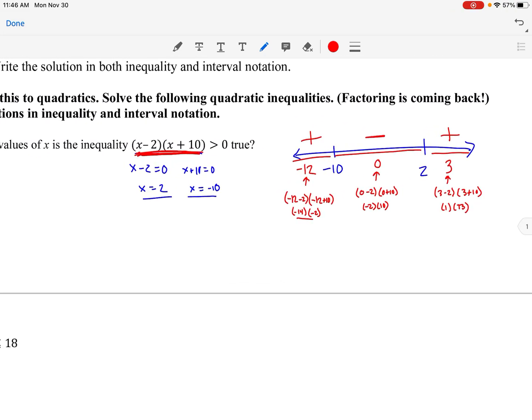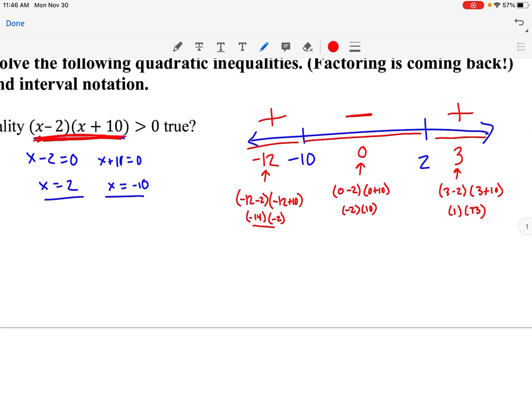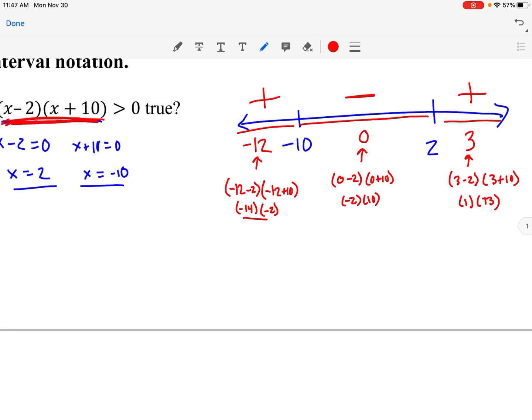We have to look at what we're actually looking for. We're ready to write our solution, but you have to know where the solution is. So that is where this inequality comes in. This right here tells me that I'm looking for where that expression is greater than 0. You have to know which one you're looking at. In other words, we want to know where it's positive. So we know it's positive on this interval and this interval. Those two intervals are going to be my solution.